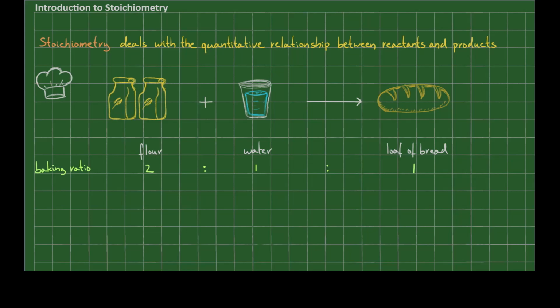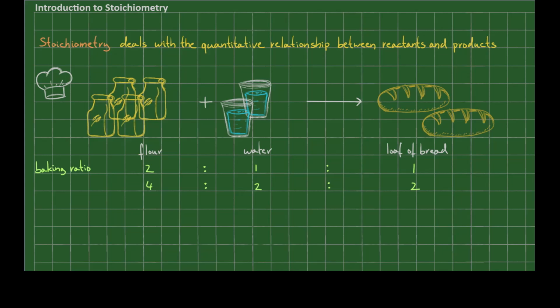If I want to make a bigger bread, or let's say 2 loaves of bread, I would need to double the amount of my ingredients. And so I would need 4 parts flour, 2 parts water, and that will result in 2 loaves of bread.